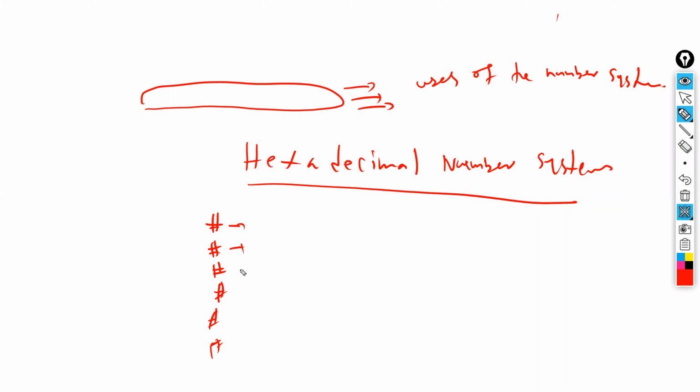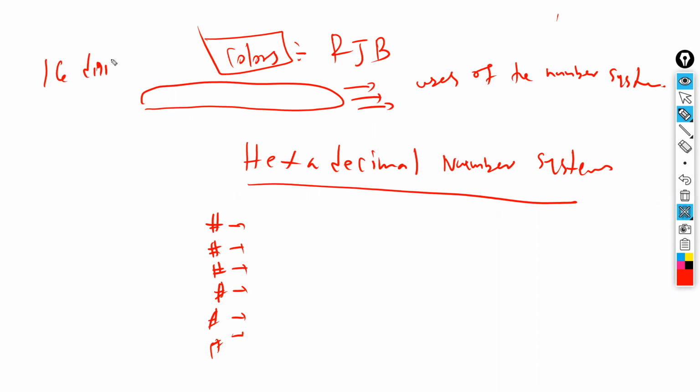Sir, it is used to represent colors. Yeah, represent colors. Good point. RGB colors, right? RGB color combinations use this kind of number system, a 16-digit number system. The hexadecimal number system we call a 16-digit number system, right?